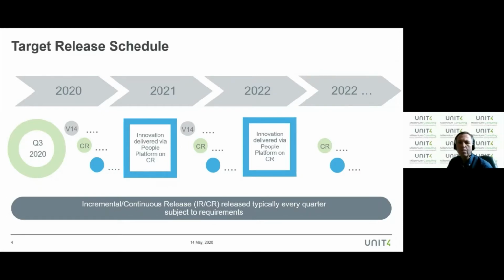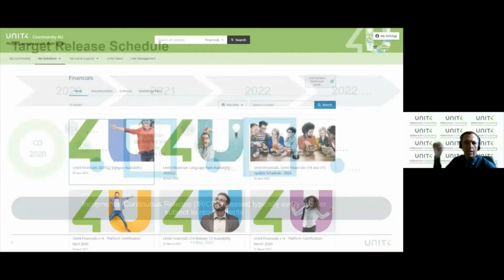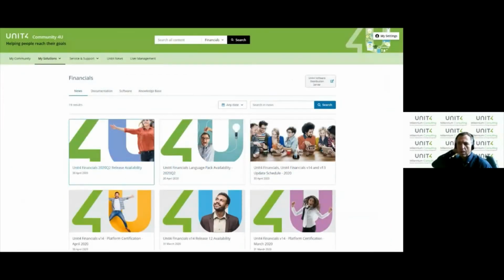So then if I pop into a few things about the community portal and where you can get additional information on the release or any releases. This is just a screenshot for those of you who aren't familiar with the community portal. So essentially you go into the community portal. Under My Solutions, you'll have financials. You'll essentially have access to products that you are licensed for.